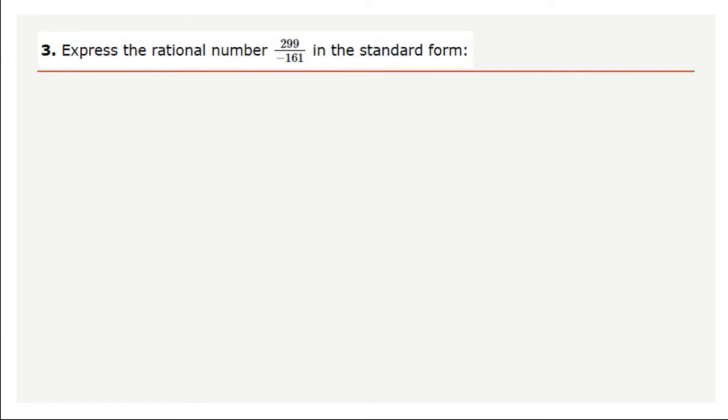Similar question is there in question 3. Express the rational number 299 upon minus 161 in the standard form. I leave this question to you, and you can verify your answer. The answer will be negative 13 upon 7. You can solve it and verify the answer.